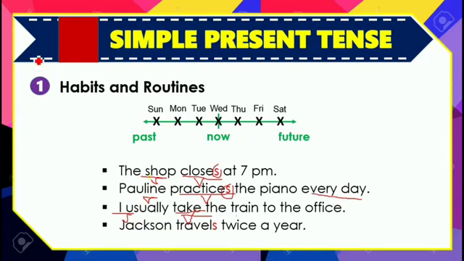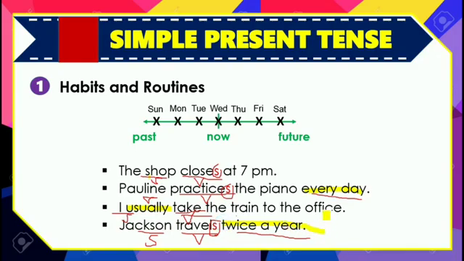Jackson travels twice a year. That means that every year Jackson travels twice. So Jackson is our subject and our verb is travels. Now because our subject is singular, we need to add an s to our verb. Well, you can see how frequently and how often the action happens. We have here every day, usually, twice a year.